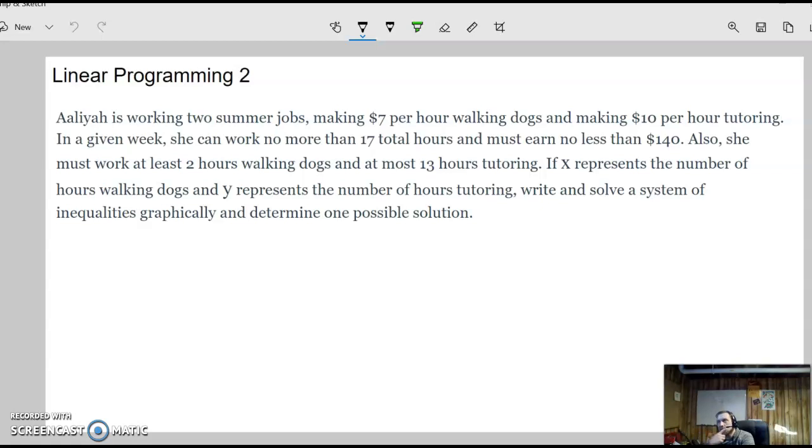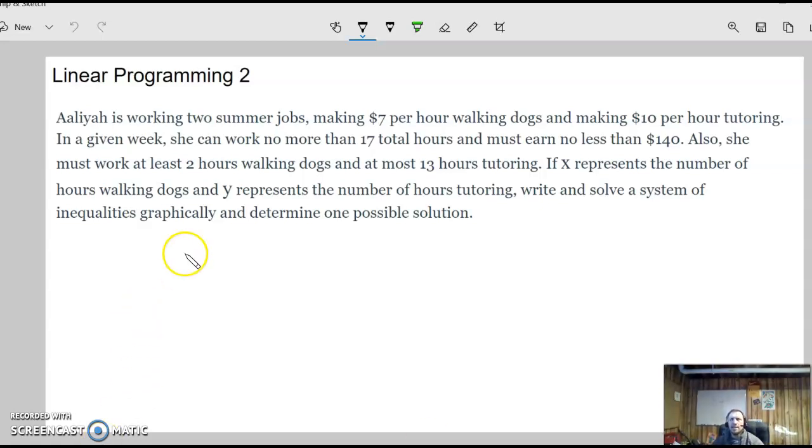If X represents the number of hours walking dogs and Y represents the number of hours tutoring, write and solve a system of inequalities graphically and determine one possible solution. Okay, so here's where when you're guessing, you have to say, well, does that work for this part? Does that work for this part? And see how things start to unwind.